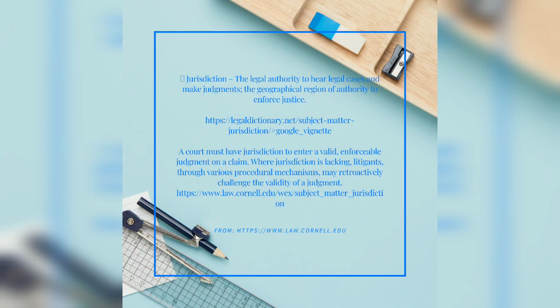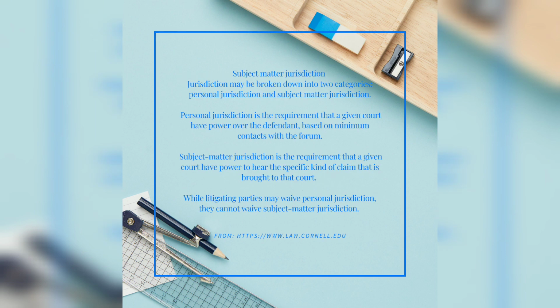Jurisdiction, the legal authority to hear legal cases and make judgments, the geographical region of authority to enforce justice. A court must have jurisdiction to enter a valid, enforceable judgment on a claim. Where jurisdiction is lacking, litigants, through various procedural mechanisms, may retroactively challenge the validity of a judgment. Subject matter jurisdiction. Jurisdiction may be broken down into two categories: personal jurisdiction and subject matter jurisdiction. Personal jurisdiction is the requirement that a given court have power over the defendant, based on minimum contacts with the forum. Subject matter jurisdiction is the requirement that a given court have power to hear the specific kind of claim that is brought to that court. While litigating parties may waive personal jurisdiction, they cannot waive subject matter jurisdiction.